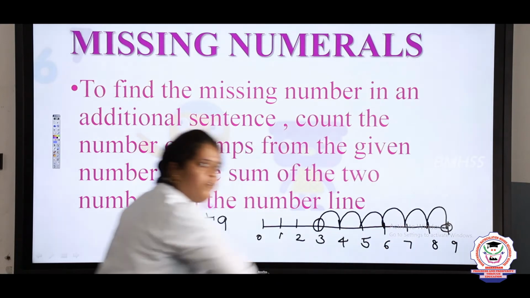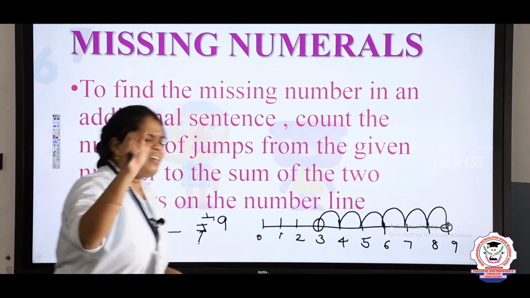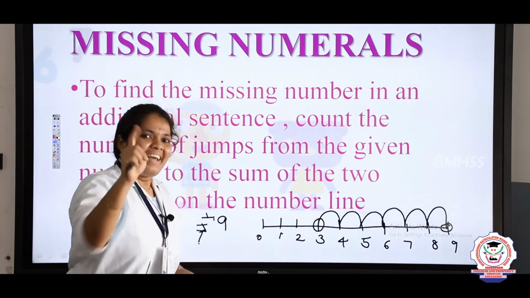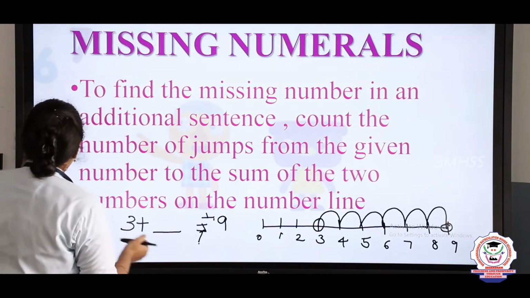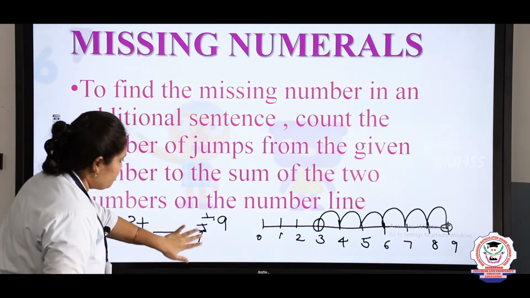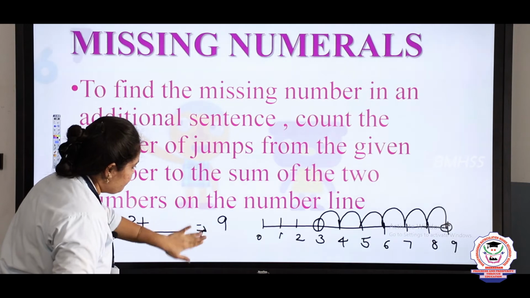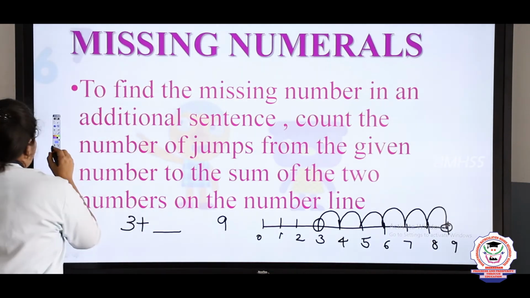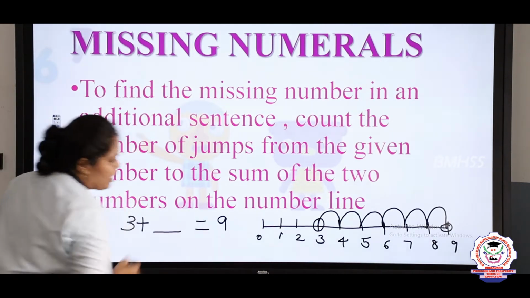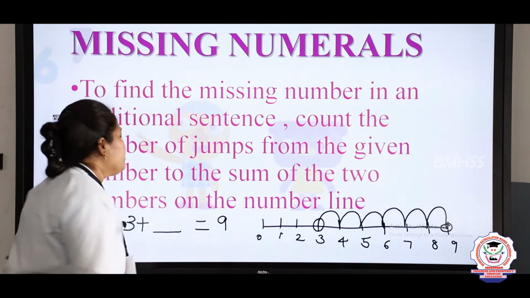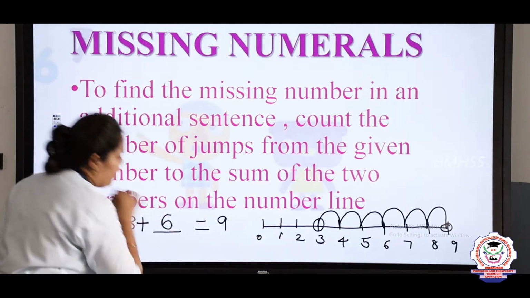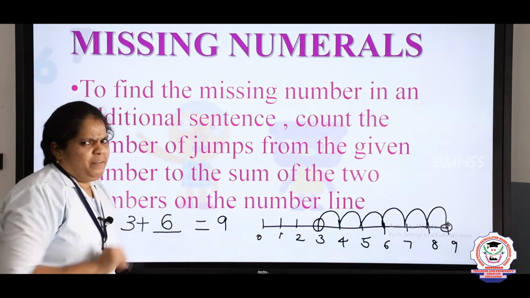So how many jumps did we jump here? Please tell me the number of jumps. Yes, very good. So the number of jumps is, how many jumps are there? 6 jumps to reach the number 9. Let's play one game here.